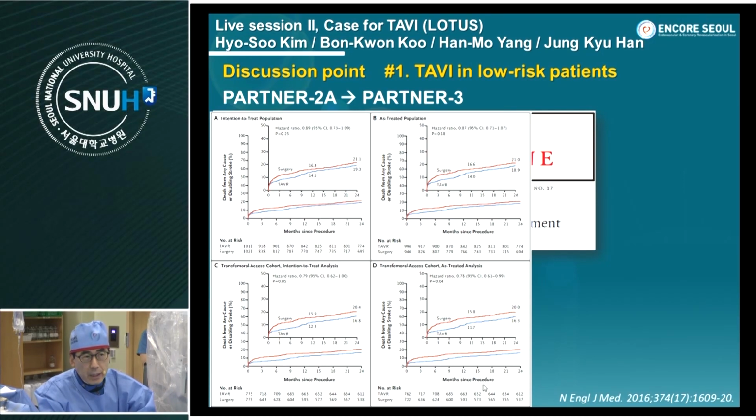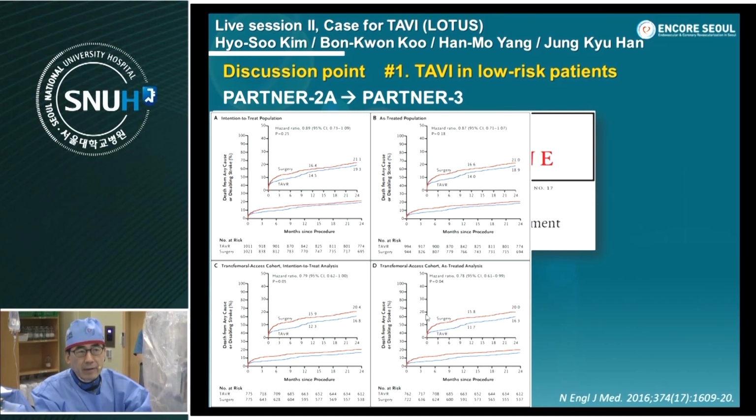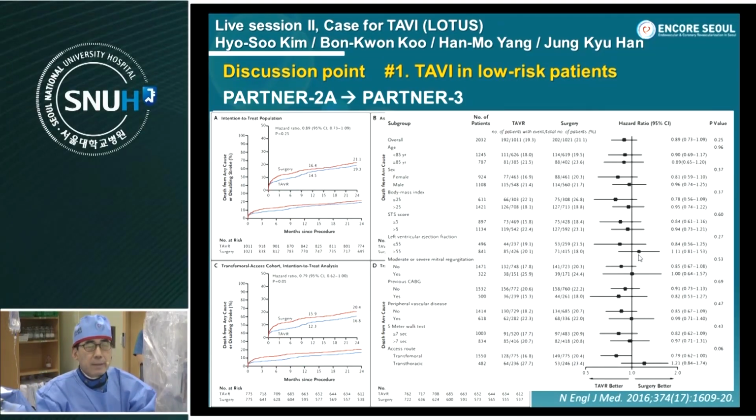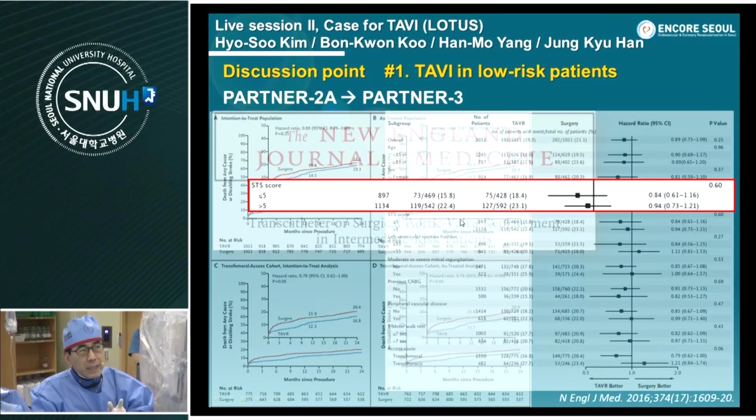On panel D, you can see TAVI is better than SAVR in terms of death and stroke, up to 2 years. In subcohort analysis, you can see in patients with low STS score, below 5, the results still favor TAVI over SAVR. Thus, now they launched the PARTNER 3 RCT to test TAVI versus SAVR in patients with low surgical risk.